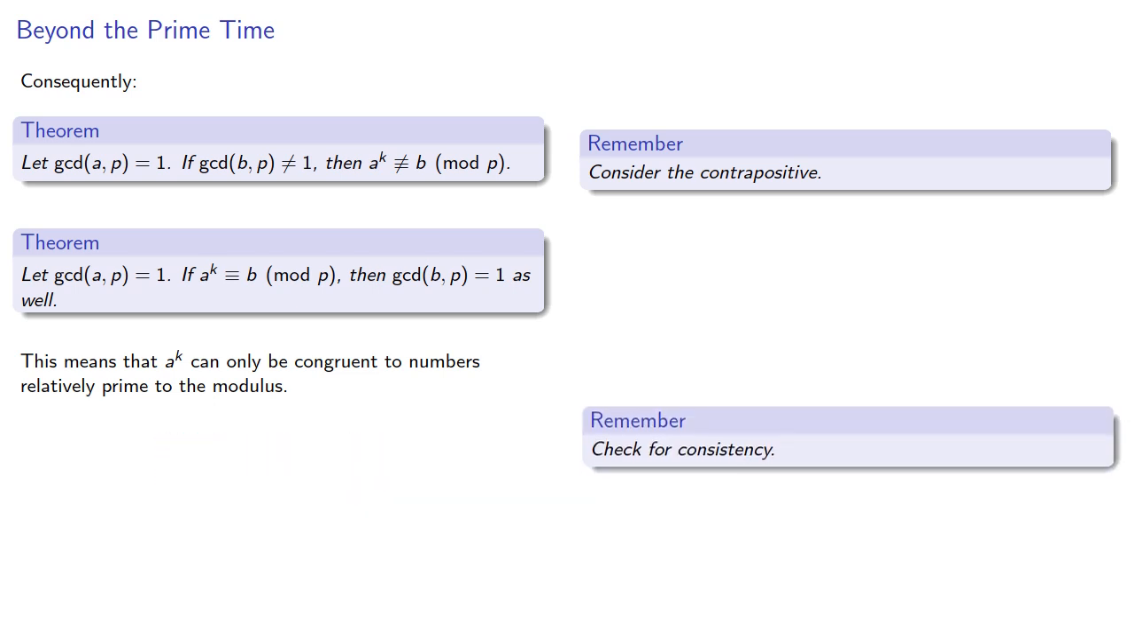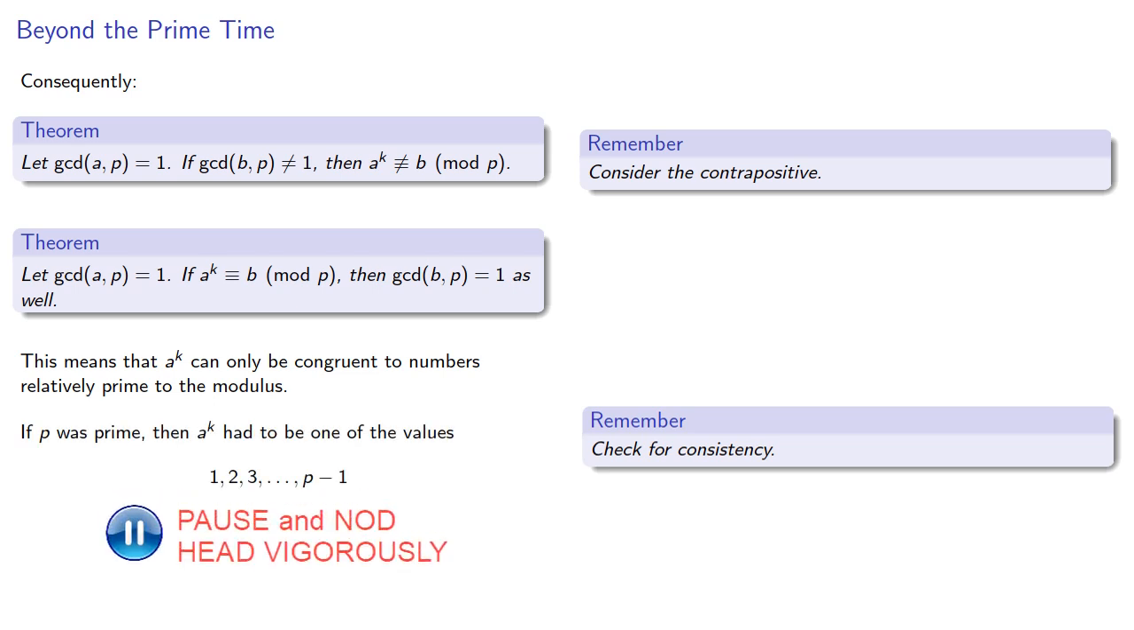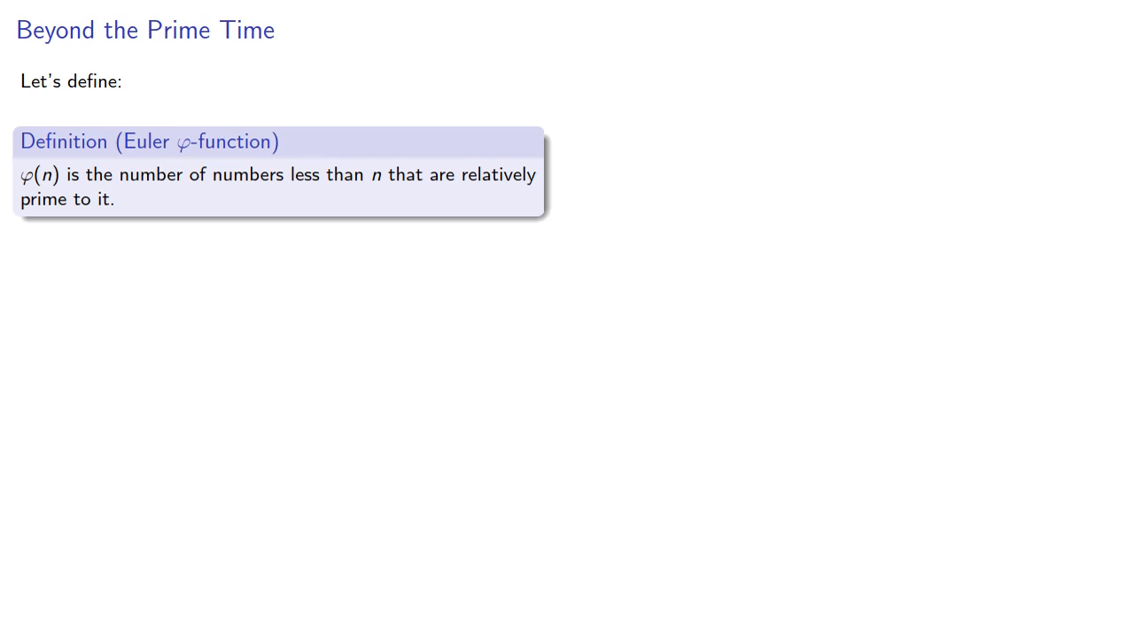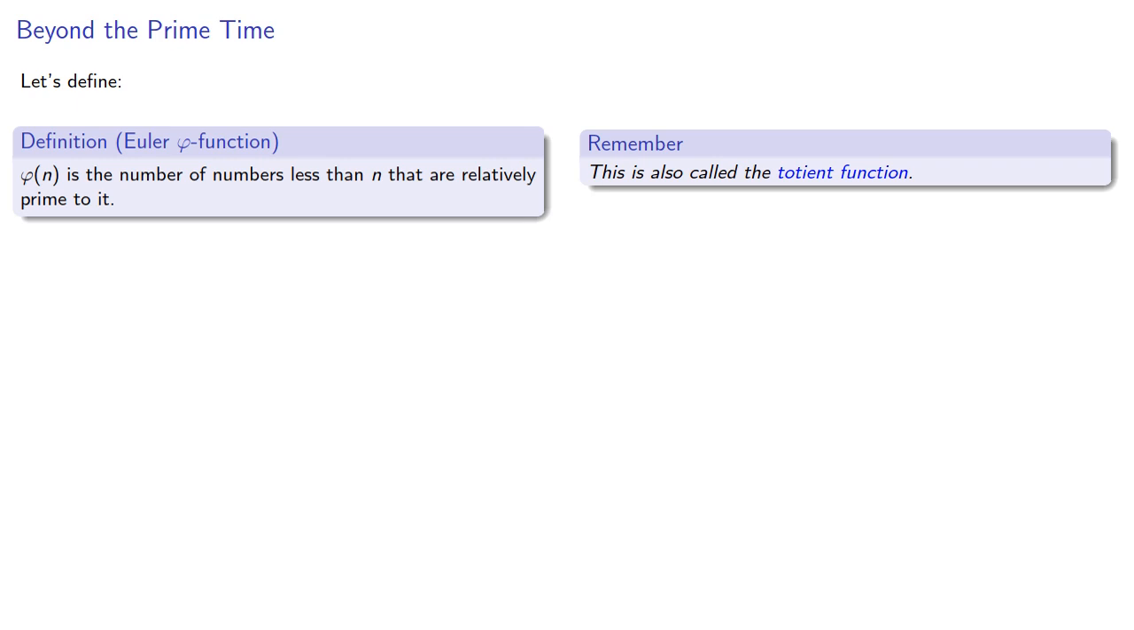And it's useful to check for consistency. If p was prime, then a to the k had to be one of the values from 1 to p minus 1. But if p is prime, these are all relatively prime to p. So the result holds whether or not p is actually prime. So at this point, we'll introduce what is sometimes called the most important function in number theory, known as the Euler phi function. This is also called the Euler totient, or just the totient. Phi of n is the number of numbers less than n that are relatively prime to it.